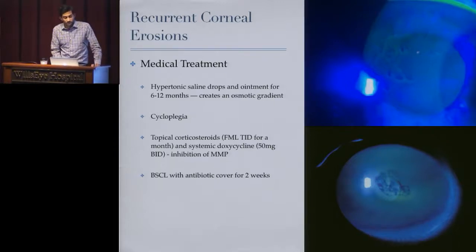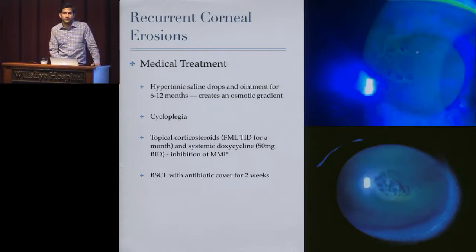What I normally do is I start steroids, usually FML 3 times a day, and I put them on it for a month. And then also I'll put them on doxy, usually 50 milligrams twice a day. The thinking behind this is a lot of people believe that these erosions are caused by an increase in MMP activity. So both of these will reduce that activity in the cornea. And it's a quicker treatment than using Muro, and the patients feel better a lot quicker.